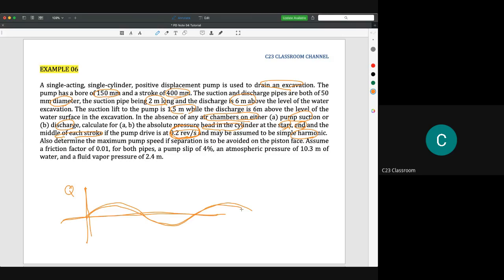And also determine the maximum pump speed if separation is to be avoided on the piston face. Assume a friction factor of 0.01, so this is the value of f, for both pipes, a pump slip of 4%, and atmospheric pressure of 10.3 m of water, and a fluid vapor pressure of 2.4 meters.